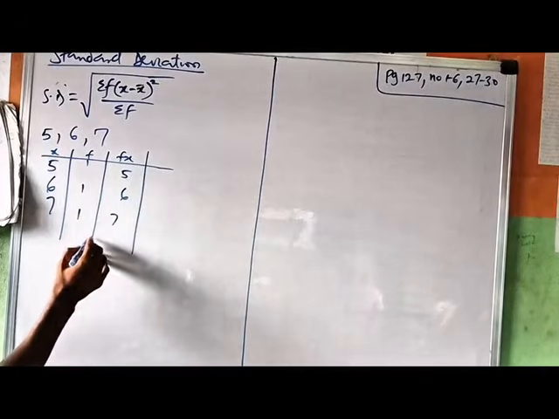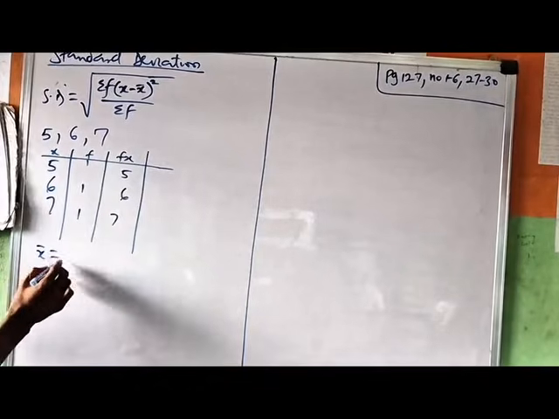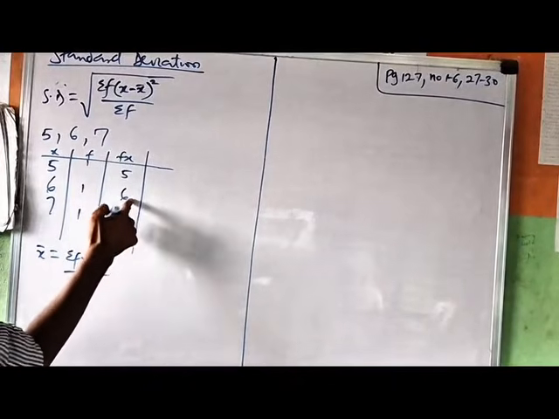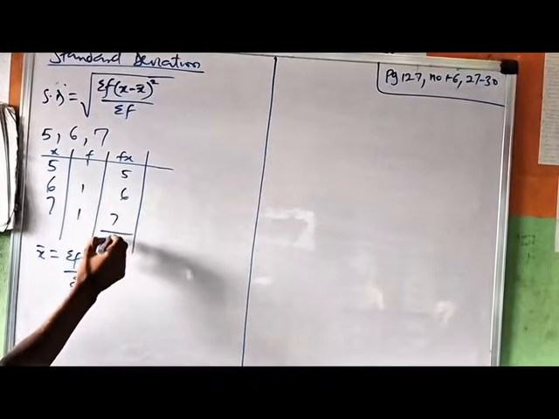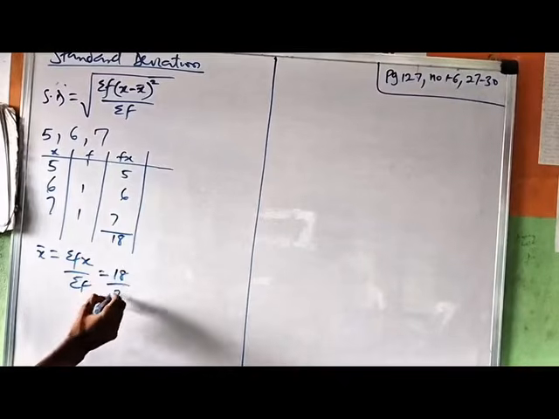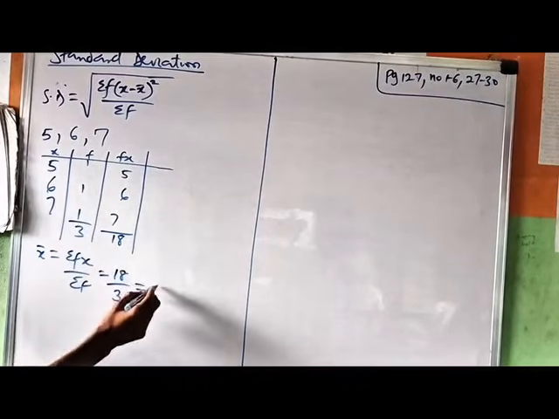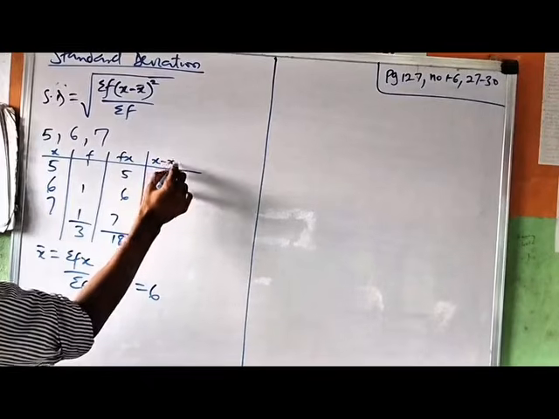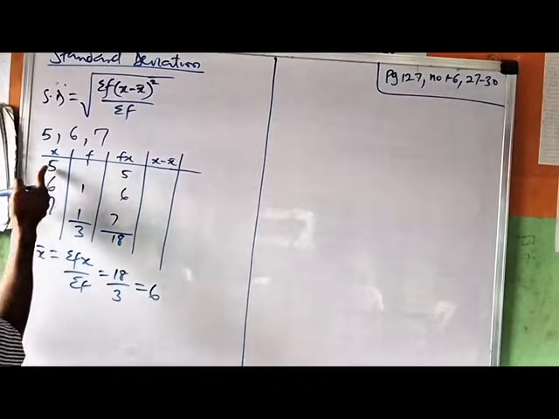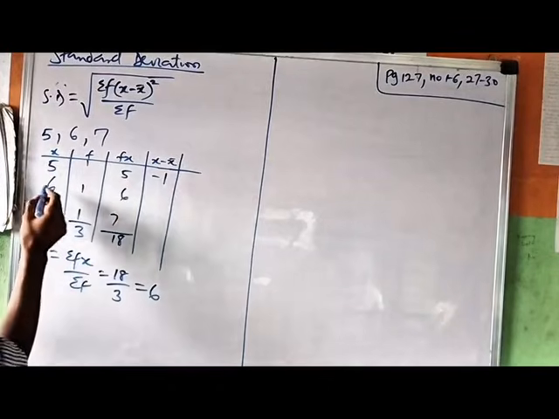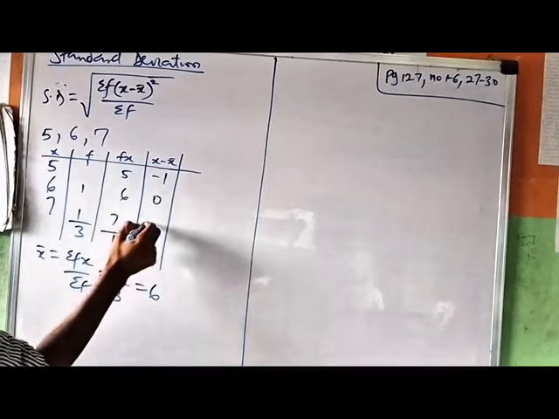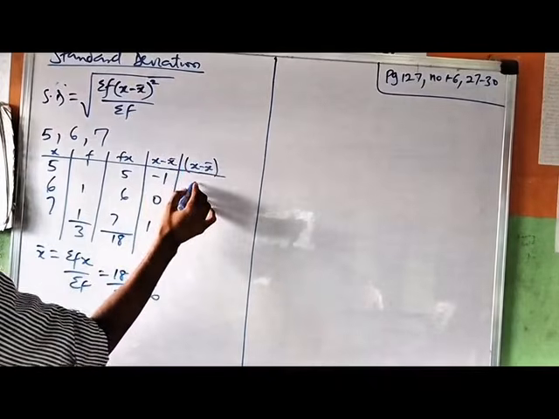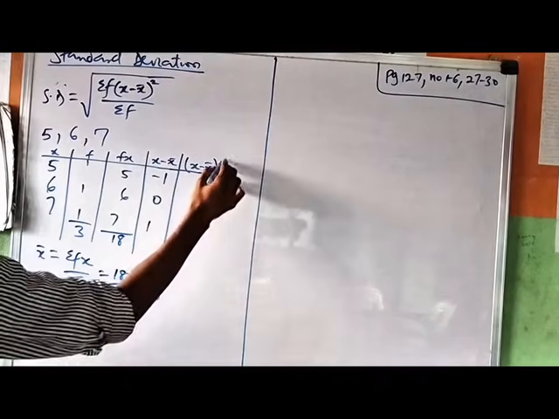So my mean is going to be what? Summation fx over summation f. That means summation of this, 5 plus 6 is 11, plus 7 is 18. So mean is 18 divided by 3, summation f. That's going to be 6. So my mean deviation, x minus mean. That means 5 minus 6 is minus 1. 6 minus 6, 0. 7 minus 6, 1. Then we go to the square of it. Minus 1 squared, 1. 0, 1.